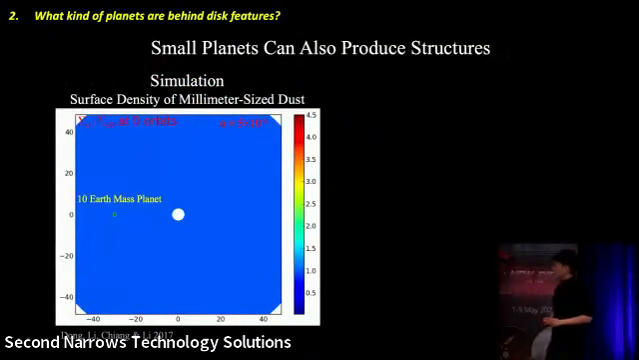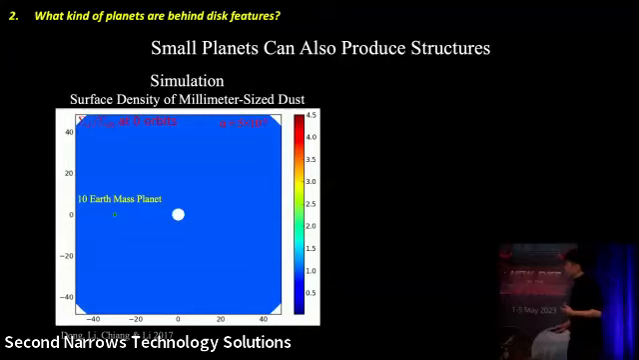All right, what kind of planets are behind disk observations? So the previous example showed us giant planets can do the job. What about small planets? As it turns out, planets as low mass as super Earths can also produce detectable structures using ALMA as long as the disk conditions cooperate.